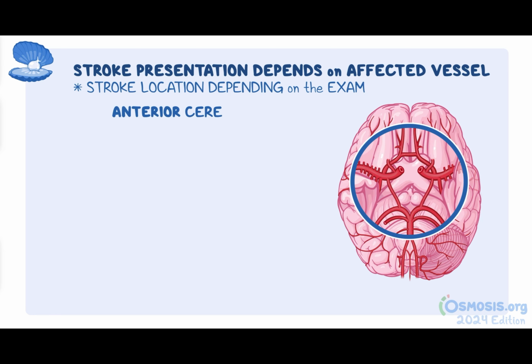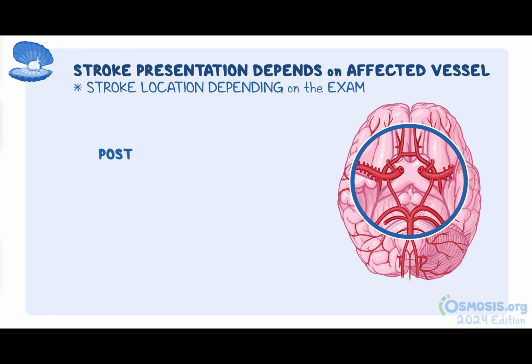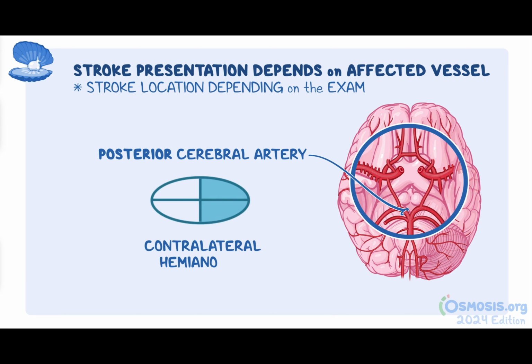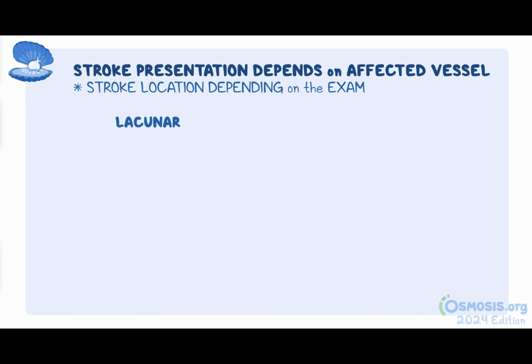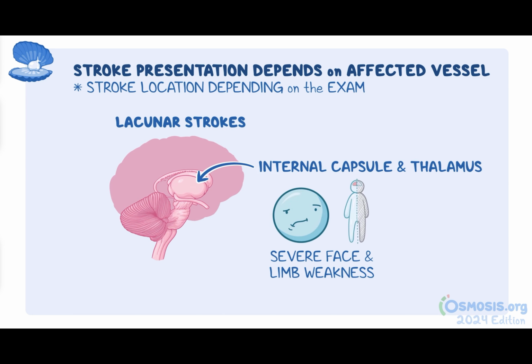An anterior cerebral artery stroke will cause contralateral leg weakness, while a posterior cerebral artery stroke will cause contralateral hemianopsia. Finally, lacunar strokes in the region of the internal capsule and thalamus will cause severe face and limb weakness and numbness.